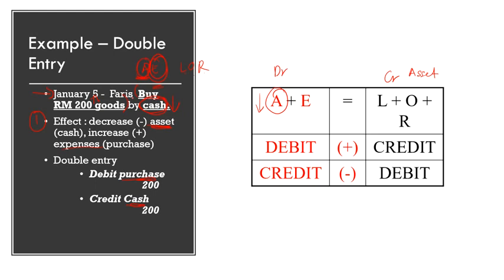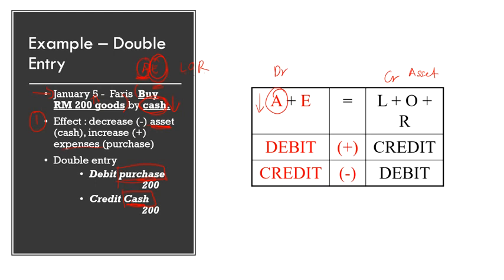So sebab tu mula-mula setiap kali transaction, I suruh you classify apa yang increase, apa yang decrease. Because apa yang decrease dan apa yang increase tu akan menjadi name of your account yang you akan tulis dekat double entry ni. Okay. Can you follow?